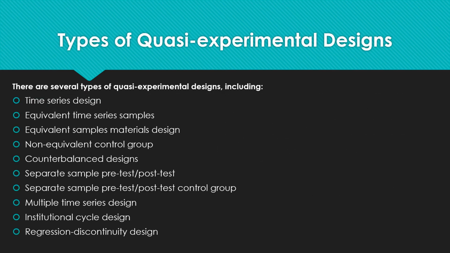There are a variety of types of quasi-experimental designs. One is time series design, equivalent time series samples, equivalent samples materials design, non-equivalent control group, counterbalance designs, separate sample pre-test/post-test, separate sample pre-test/post-test control group, multiple time series design, institutional cycle design, and regression discontinuity design.